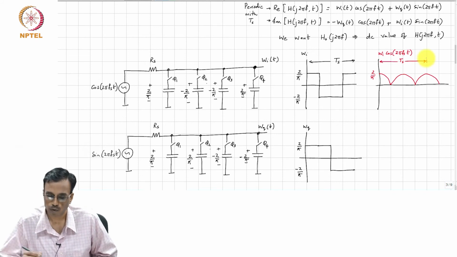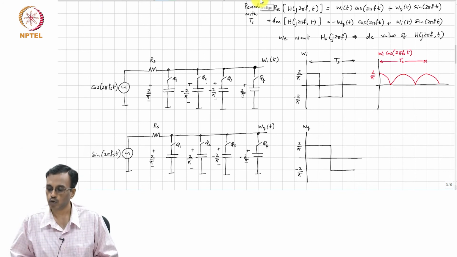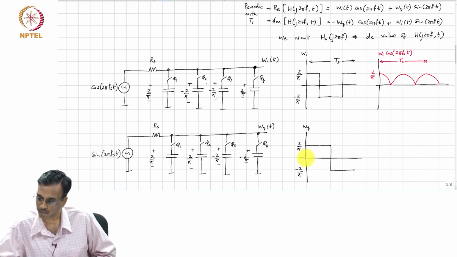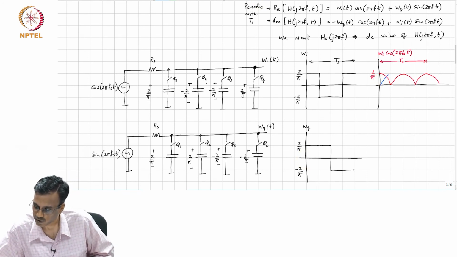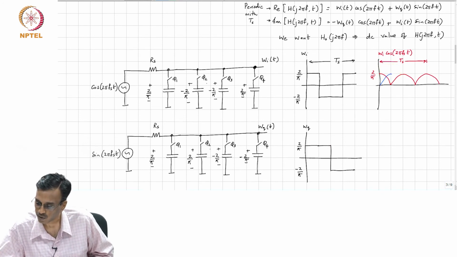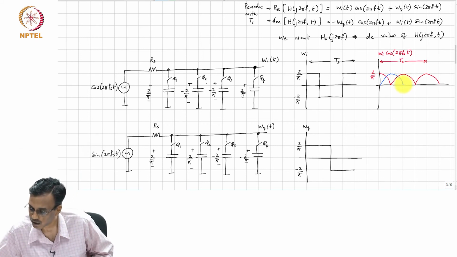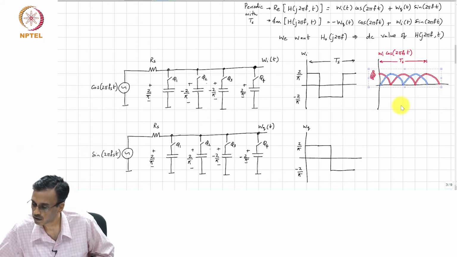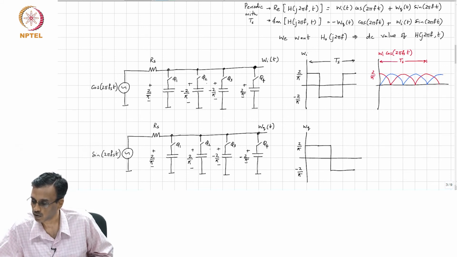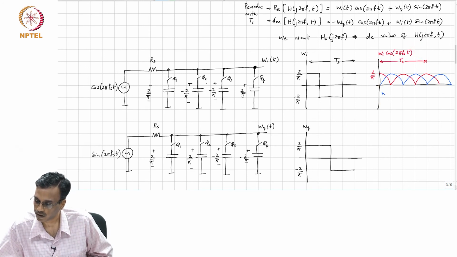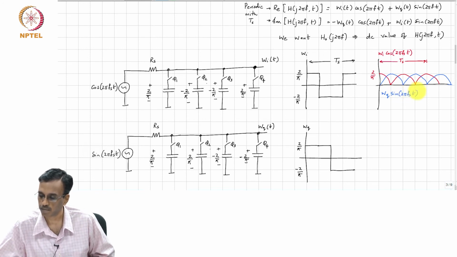Okay. Now, what about Wq sine 2 pi Ft? Wq times sine 2 pi Ft will basically do this. It will be the sine wave in the first half cycle. In the second half cycle, it will be the inverted version of the sine wave, and this will keep continuing. So, this is Wq sine 2 pi Fs times T.